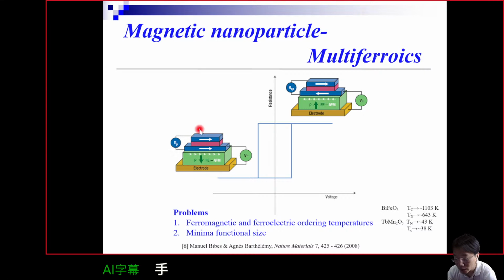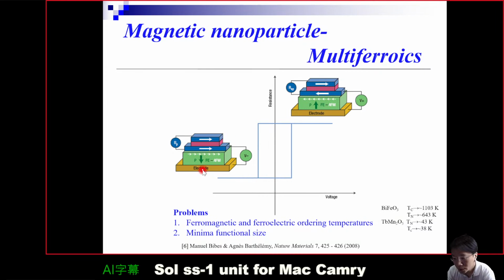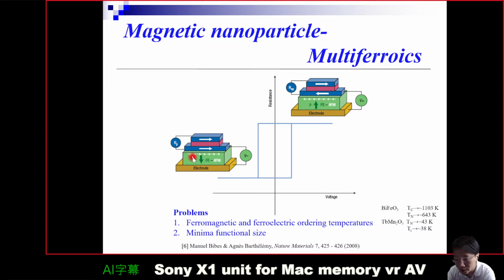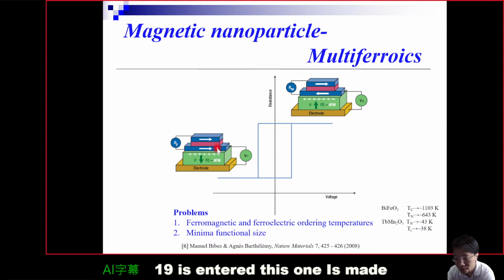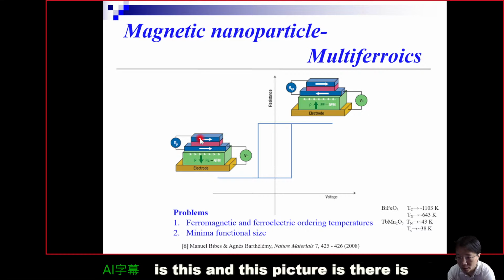So this is one unit for magnetic memory. We have an electrode here, and the top green layer is made of multiferroics, and in the center, this blue layer is made of a soft magnet, and this pink layer is the conductor, but it's magnetically isolated. It's made of a non-magnetic compound. And the top layer is a hard magnet.